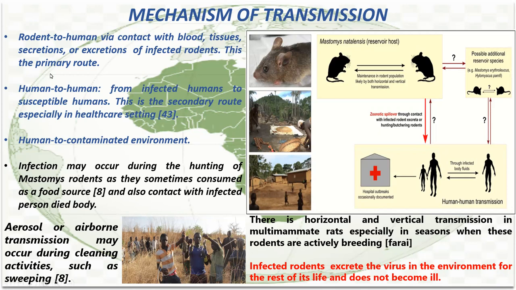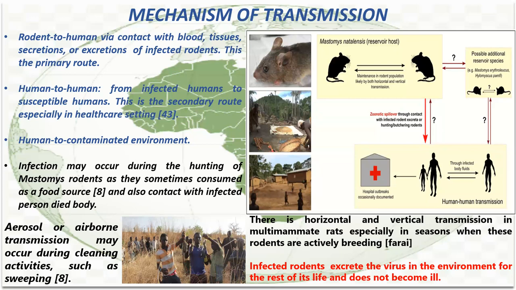There's also the possibility that someone can get infected during the hunting of these rats, because some of these rats are bush meat, a delicacy in some parts of Africa. This is an example of where children hunt this bush meat, which is a form of rodent.